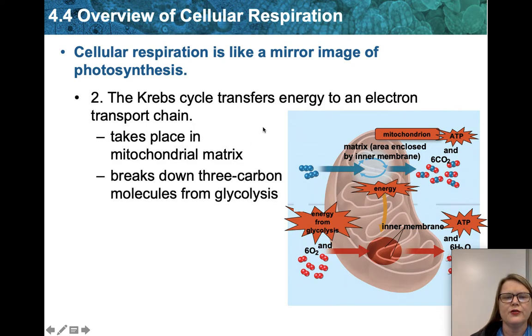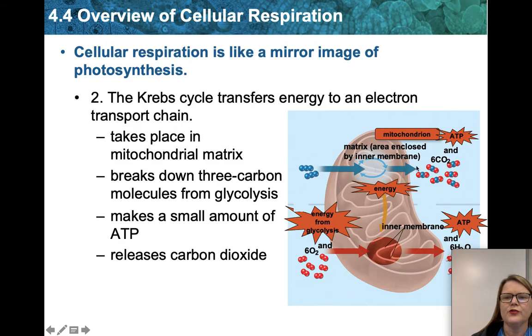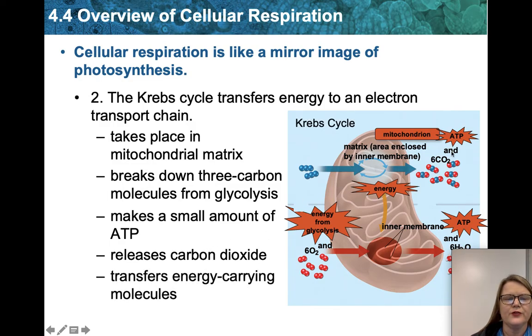This breaks down 3-carbon molecules from glycolysis. So you remember you ended up with those two 3-carbon molecules like this, and those end up getting broken down even further, which makes a small amount of ATP, as you can see here, or in other words, energy again, and it will also release 6 carbon dioxide molecules shown here. Transfers energy carrying molecules.